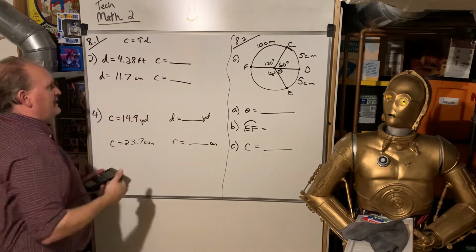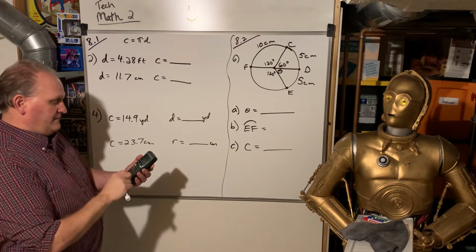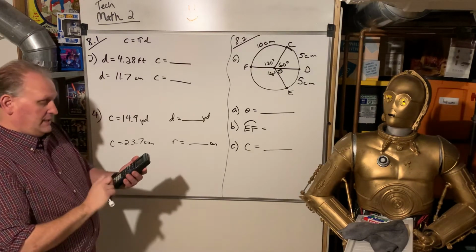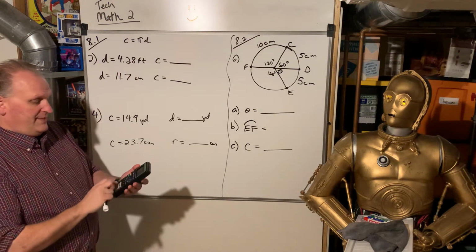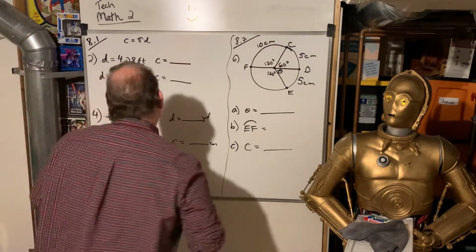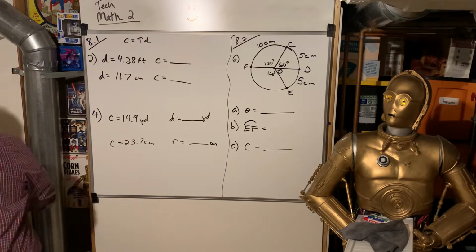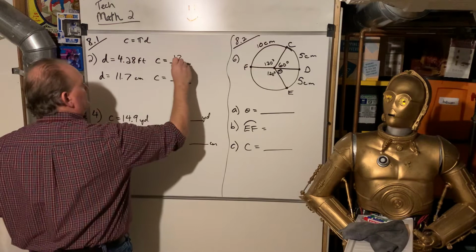So if they give you diameter and they tell you to find circumference, you just take that diameter, 4.28, and multiply it by pi. And we get 13.446, and they only want it to tenths, so we'll call it 13.4 feet.